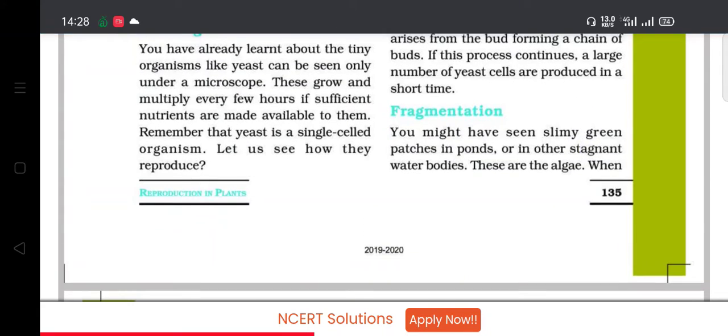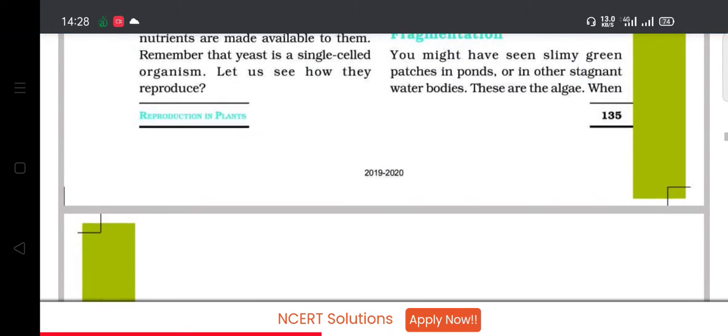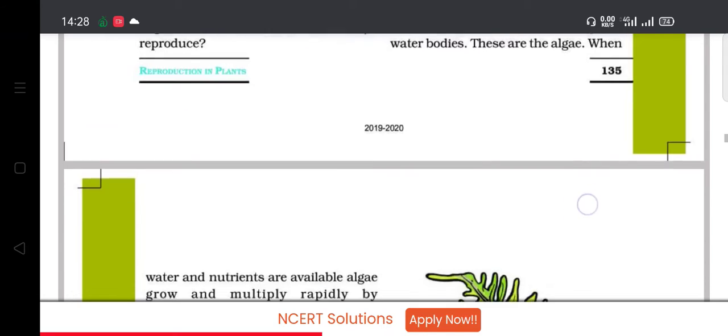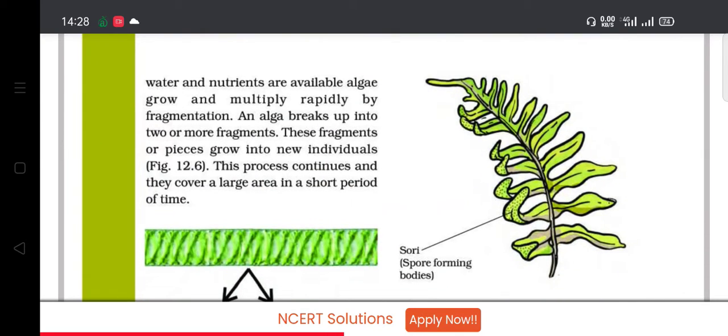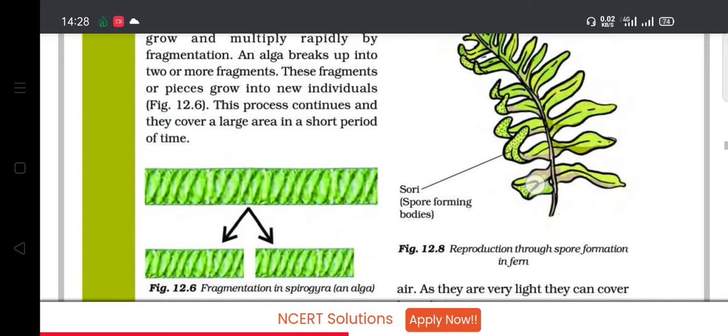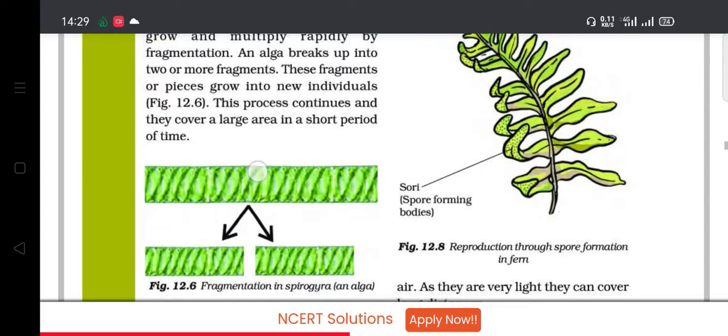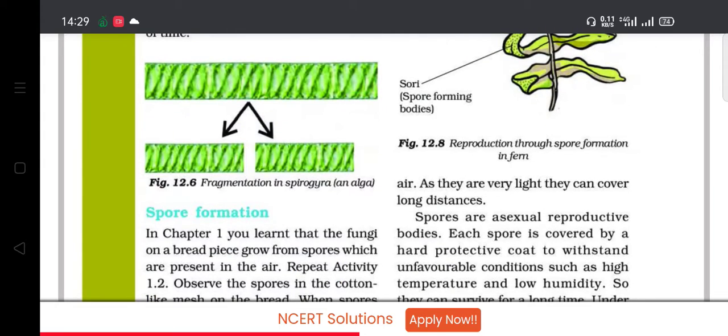Now the next asexual reproduction is fragmentation. Children, we may have seen slimy green patches in ponds or in other stagnant water bodies. These are algae actually. There are nutrients available in the water, so algae can grow rapidly and spread. An alga breaks up into two or more fragments. These fragments or pieces grow into new individuals, and this process continues and they cover a large area in a short period. So you can see how the spirogyra gets fragmented. In this way the fragmentation process takes place for reproduction.